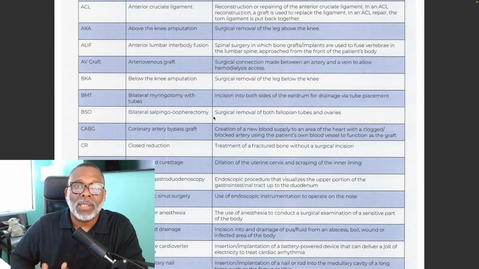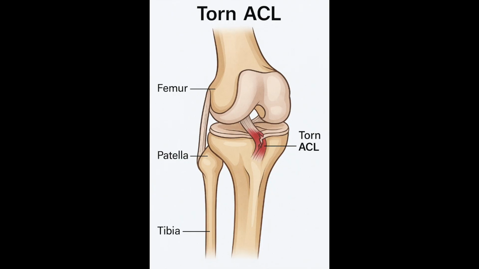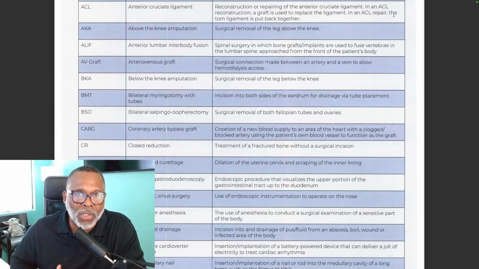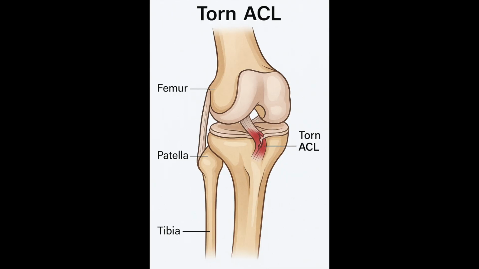ACL. ACL stands for anterior cruciate ligament. Reconstruction or repairing of the anterior cruciate ligament. In an ACL reconstruction, a graft is used to replace the ligament. In an ACL repair, the torn ligament is put back together.